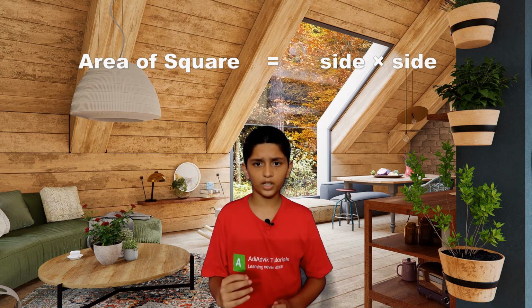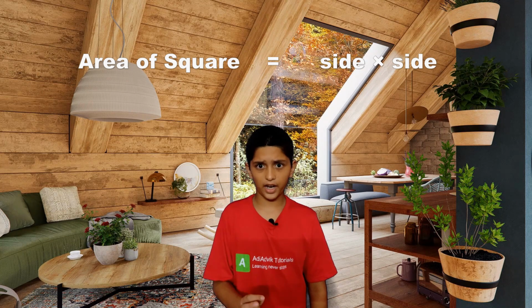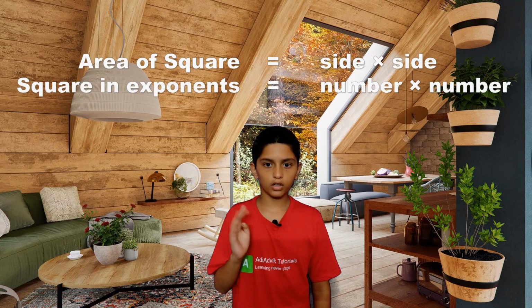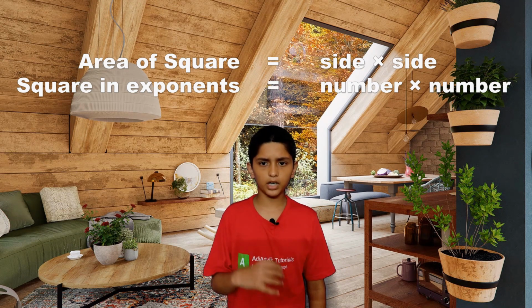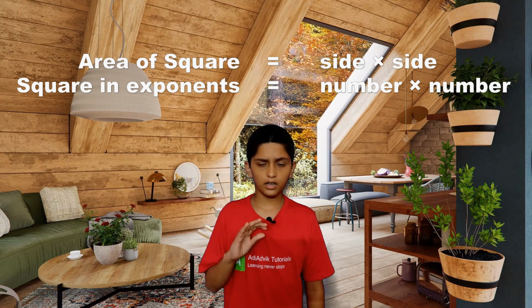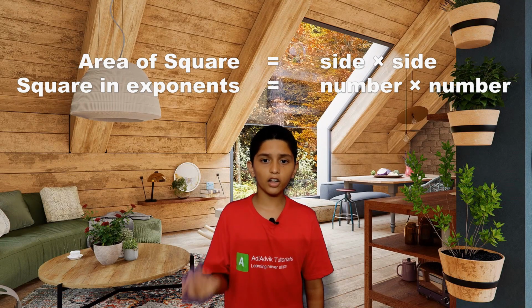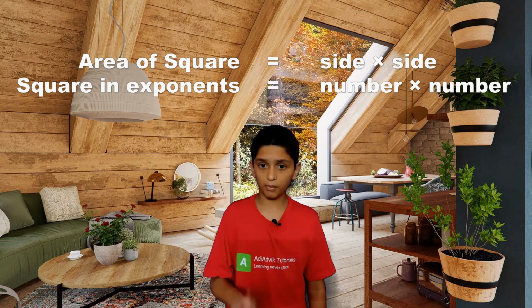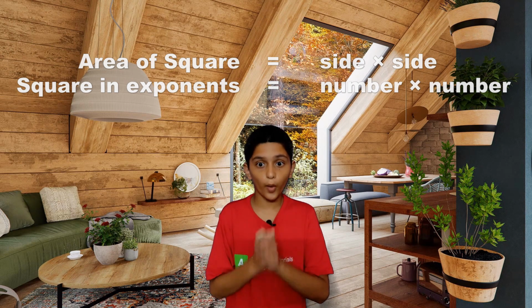What is the relation between them? In squares of exponents, we multiply 2 numbers, like A into A, 4 into 4, the same number twice. In the area of a square, we also multiply side into side, which is the same number. That's why we have kept the name squares.